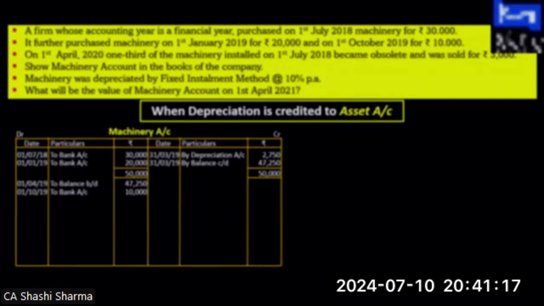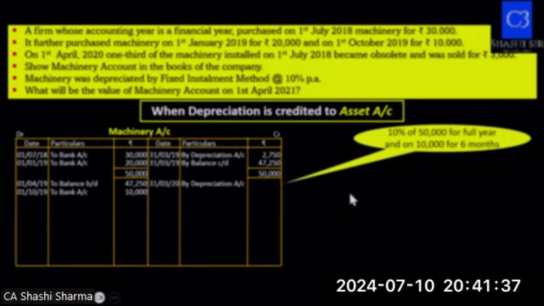10% of 10,000 will be 1,000. 1,000 for 1 year, and for 6 months the depreciation will be 500. So it will be 5,500. Here is the amount by depreciation, 5,500.